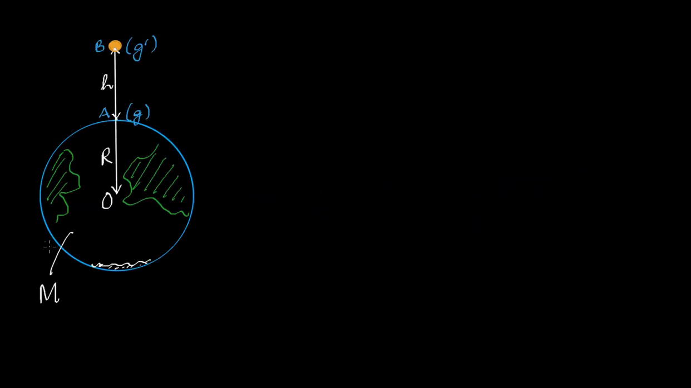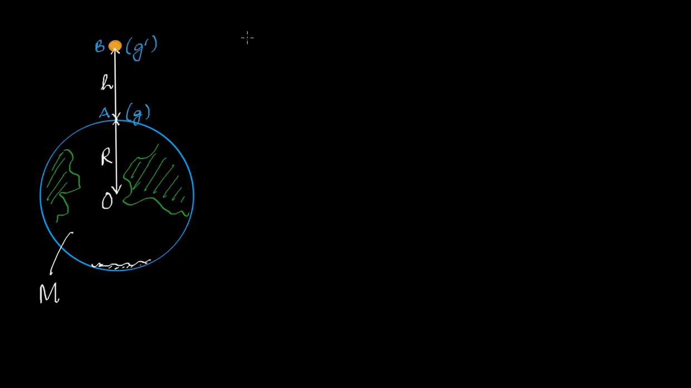All right, so let's say we have the Earth. Here r is the radius of the Earth. That means from this center to that point, that is the radius. Capital M here is the mass of the Earth, and we have a small body at a height h. On the surface of the Earth, the value of g is denoted by g itself, and at this height h, it is denoted by g dash.